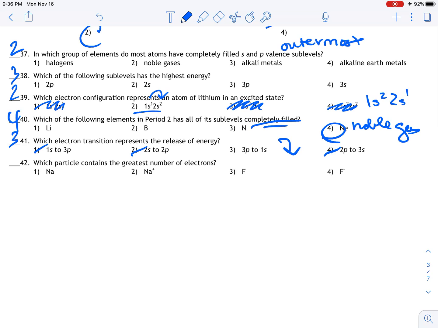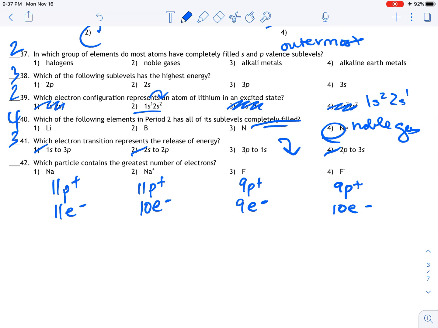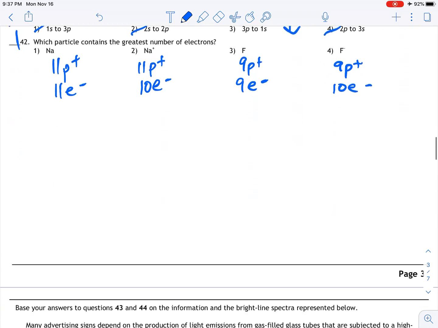Which particle contains the greatest number of electrons? So if I'm looking on the periodic table, neutral sodium, 11 protons, which means 11 electrons. This would have 11 protons, but we've lost 1, so 10 electrons. Fluorine neutral is 9 protons, 9 electrons. And that's a minus sign, so that means you've gained 1. So the greatest number of electrons would be choice 1.